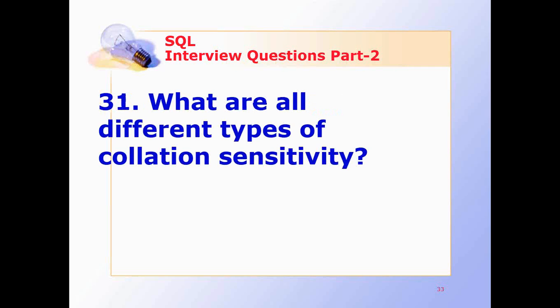What are all the different types of collation sensitivity? Following are different types of collation sensitivity. Case sensitivity: capital A and small a, and capital B and small b. Kana sensitivity: Japanese Kana characters. Width sensitivity: single byte character and double byte character.